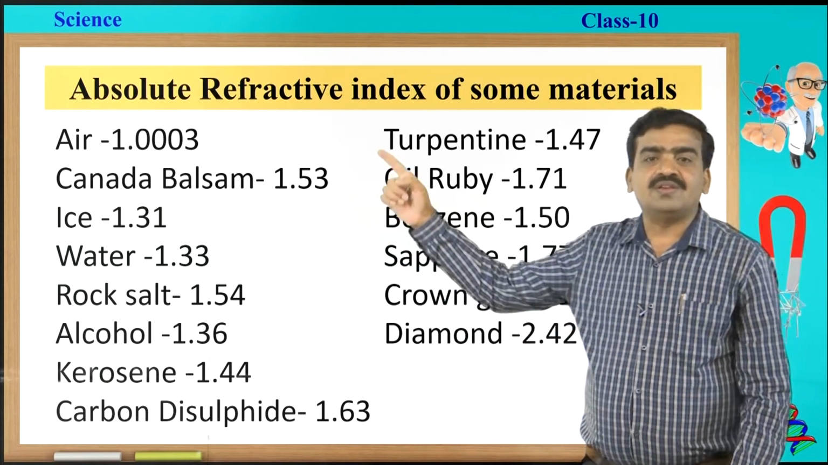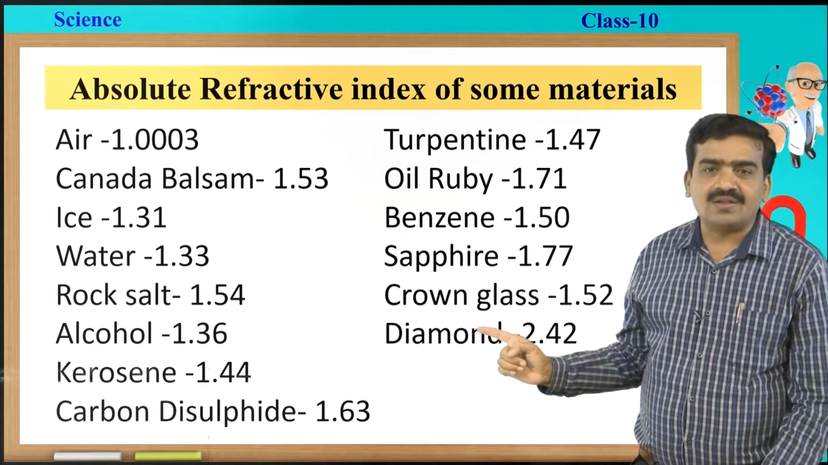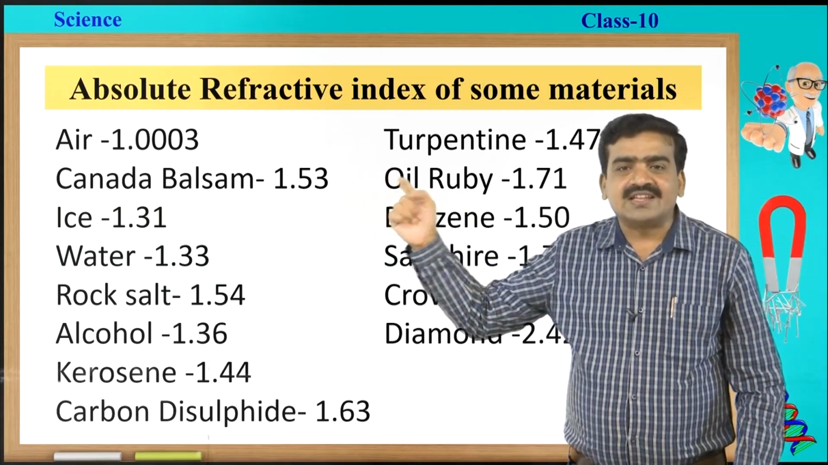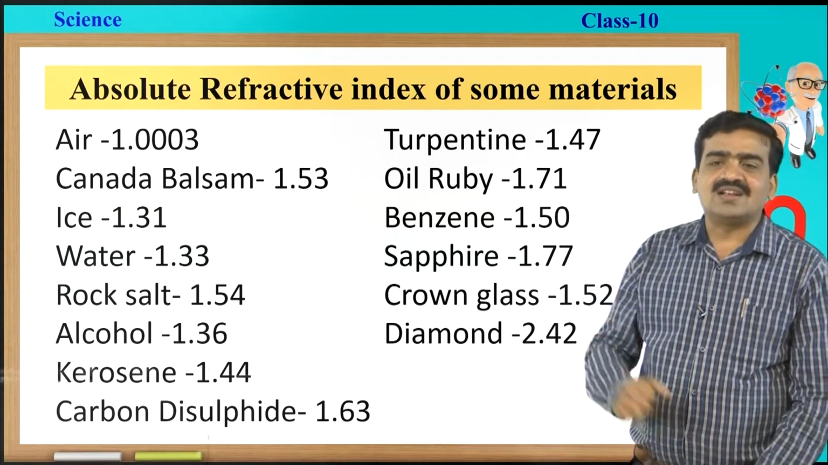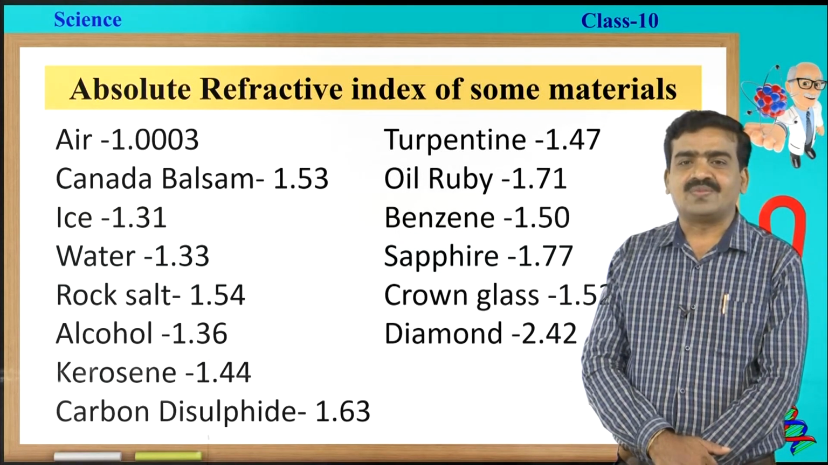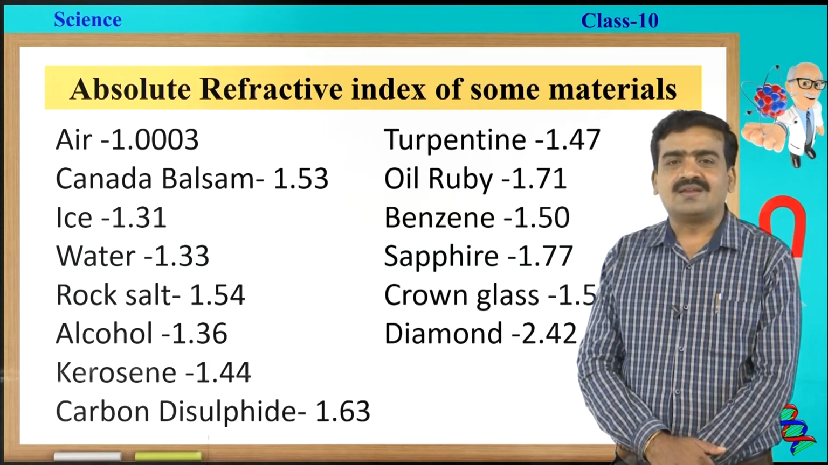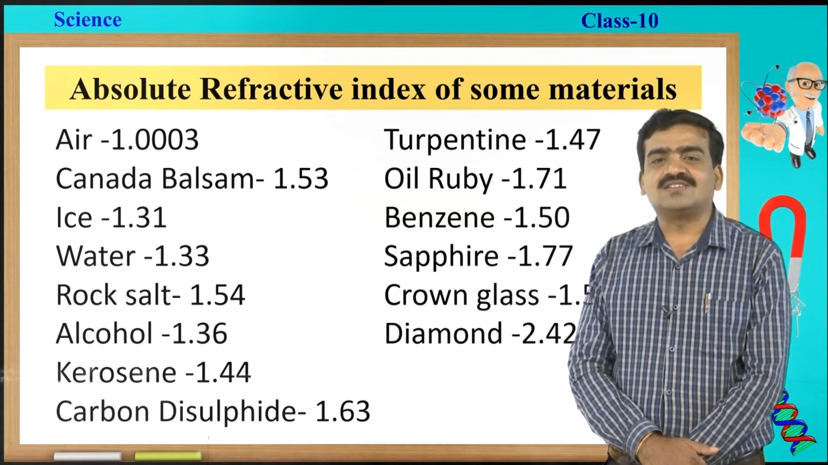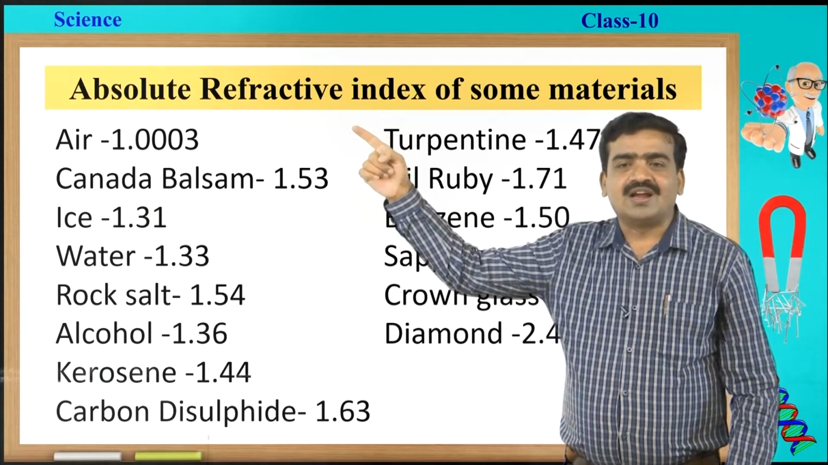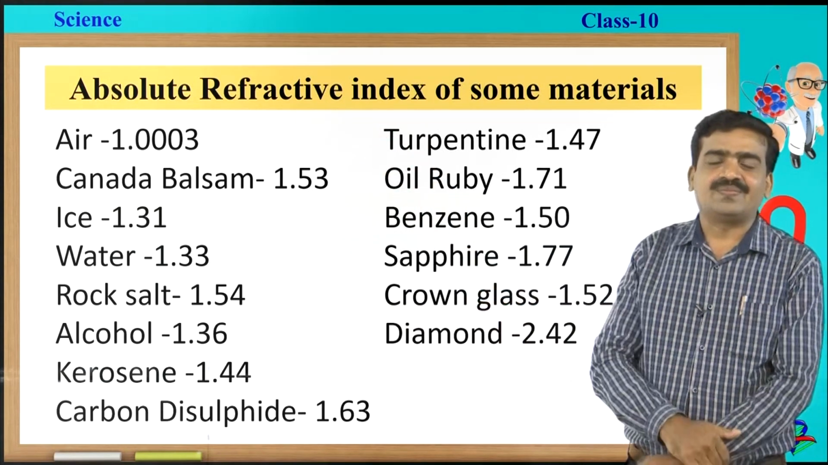Here, when compared to air and diamond, the air medium is called the rarer medium and diamond is called the denser medium. And a much more interesting concept about these things is that the velocity of light is more in the case of air and less in the case of diamond.